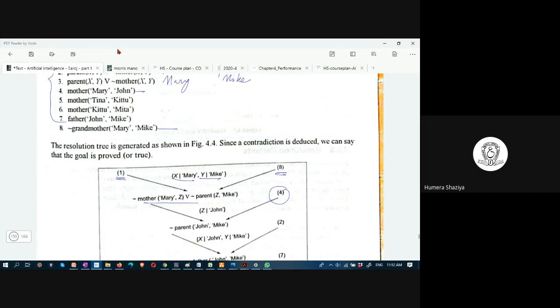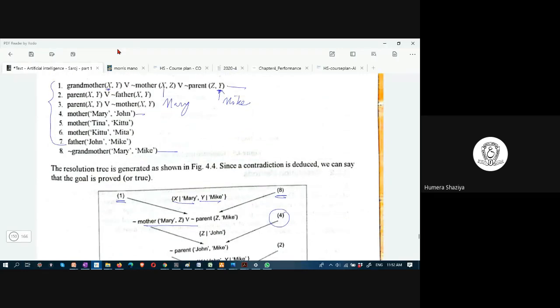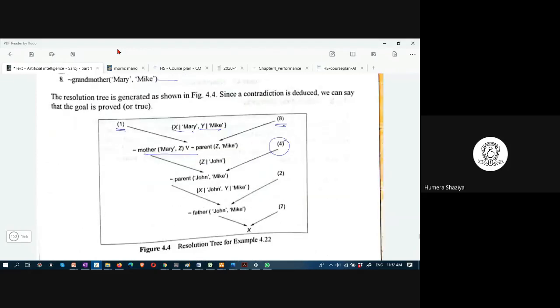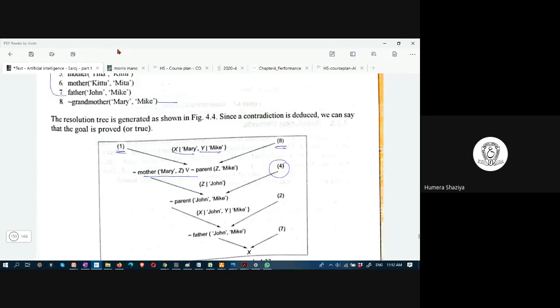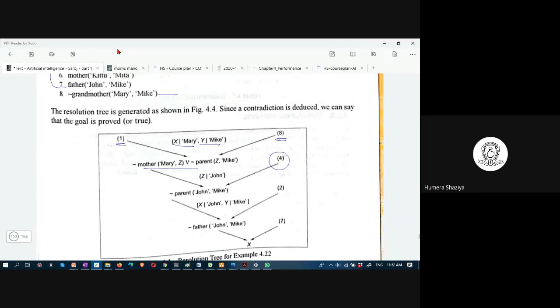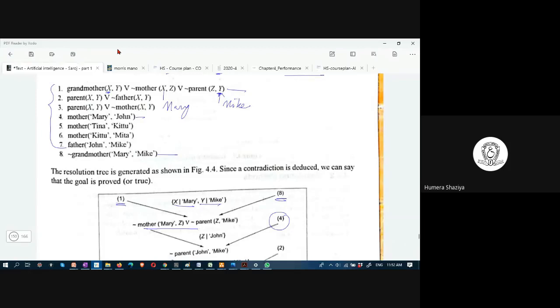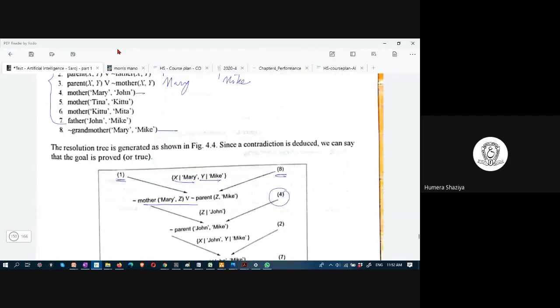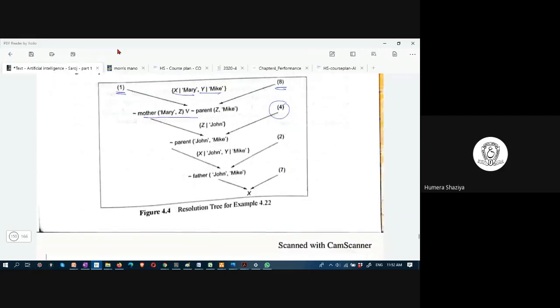What is there in clause number 2? Parent XY union not father XY. X is John, Y is Mike. Parent and not parent get eliminated. What is left is this not father, John, Mike. From this two, this clause and clause number 7, John is the father of Mike.